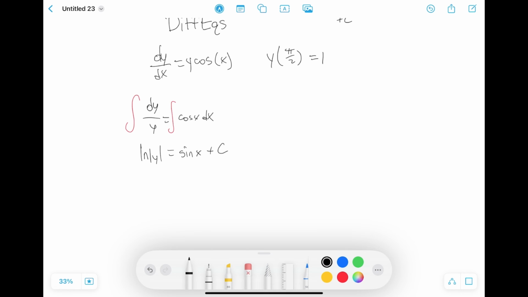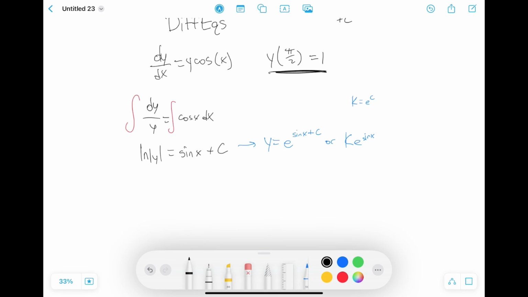So if we have this equation and we solve this for y, I'll write this to the side, this would just be y equals e to the sine x plus c, or if we let k equal e to the c, we could rewrite this as k e to the power of sine x, and we would be done, right?